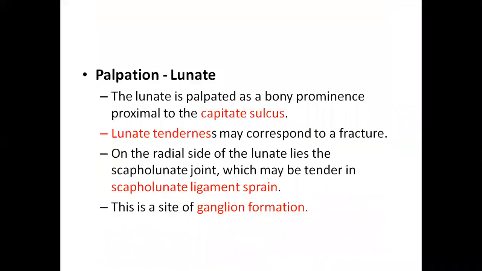The palpation of the lunate can be done. It is a bony prominence, palpated proximal to the capitate sulcus. The lunate tenderness may correspond to a fracture. On the radial side of the lunate lies the scapholunate joint, which may be tender in a scapholunate ligament sprain. This is the site of ganglion formation. The ganglion formation will be discussed in an upcoming slide as well.